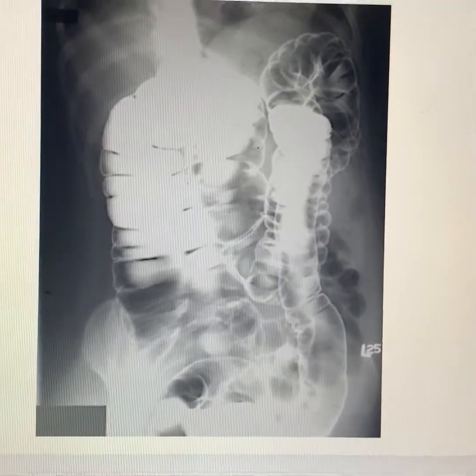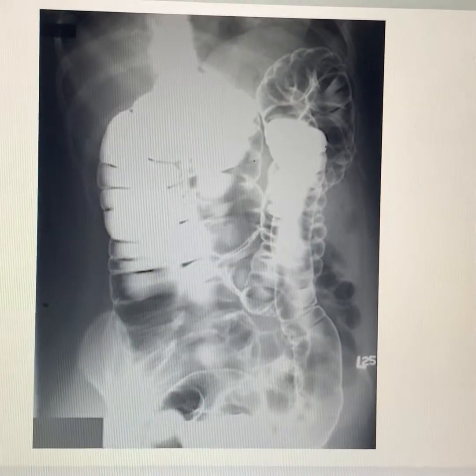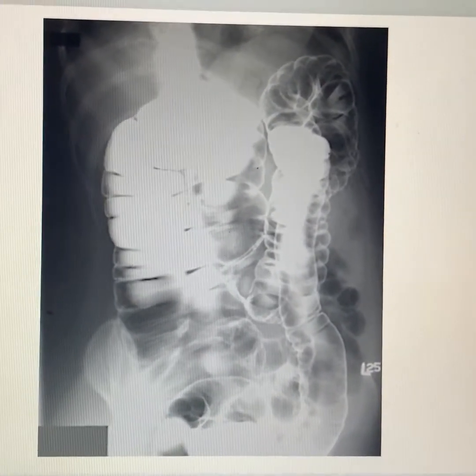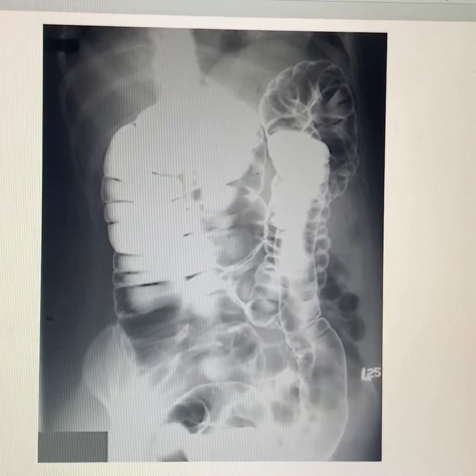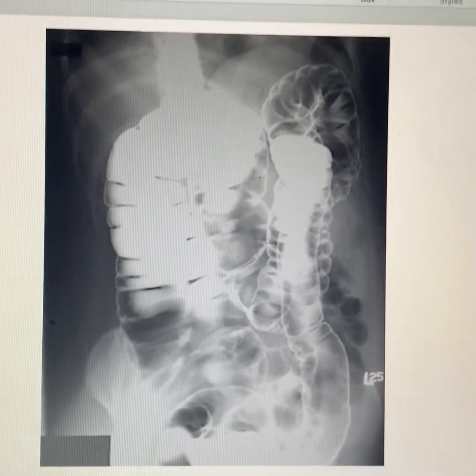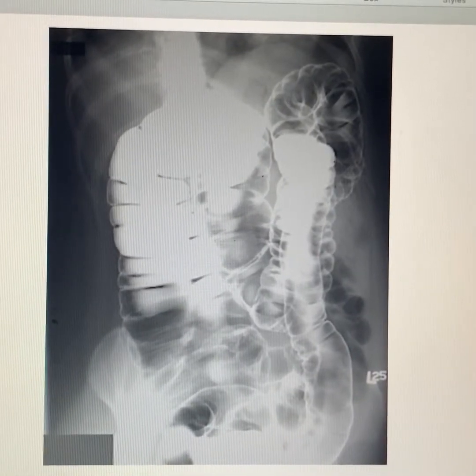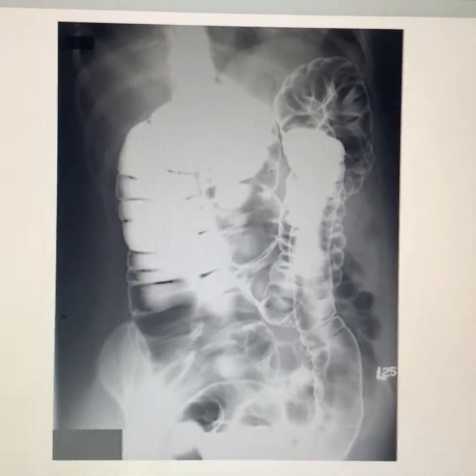Here we have an RAO position. Central ray is 1 to 2 inches from the midline of the elevated side at the level of the iliac crest. Patient is rotated 35 to 45 degrees, and structures seen here would be the right colic flexure with less superimposition than on the left side.